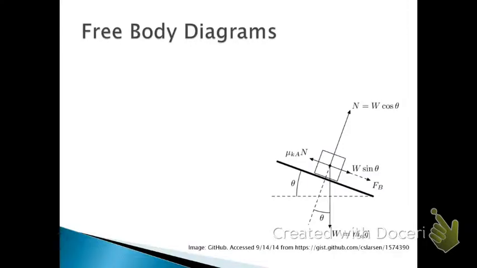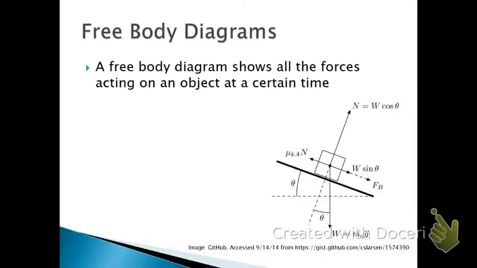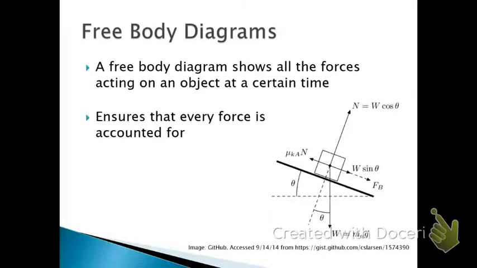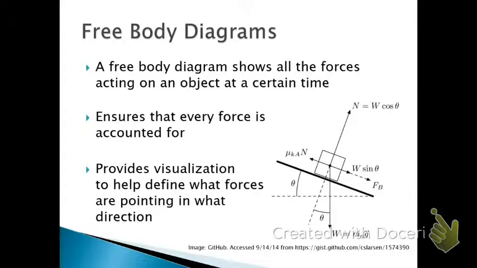Now, usually there's more than one force acting on an object at a time unless it's in free fall. So here's where these come in handy. They're called free body diagrams. It basically just shows all the forces acting on an object at a certain time, and it allows you to visualize what exactly is going on, which way it's going to accelerate, and all that kind of good stuff.